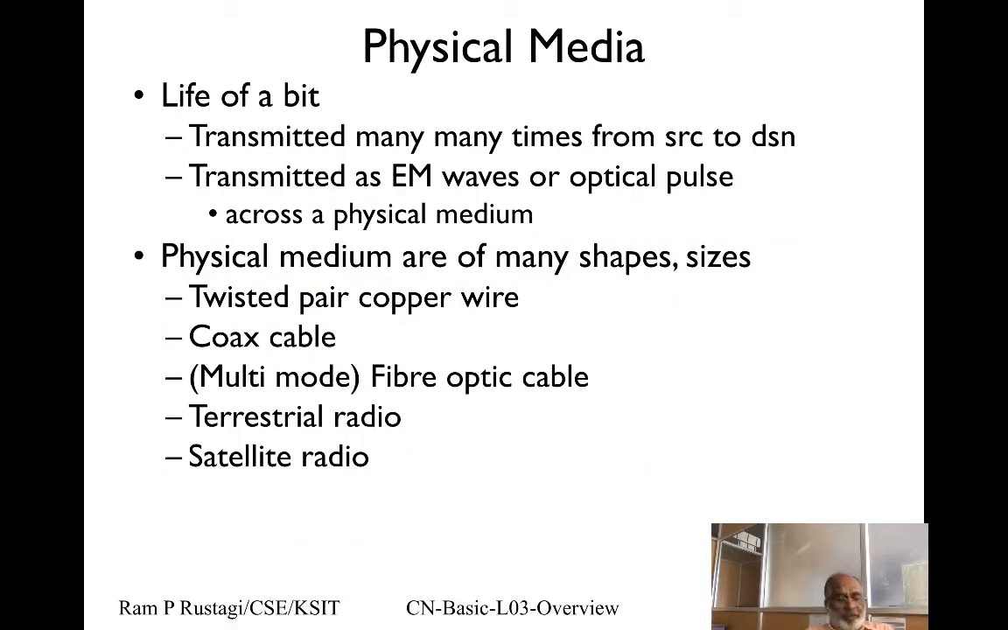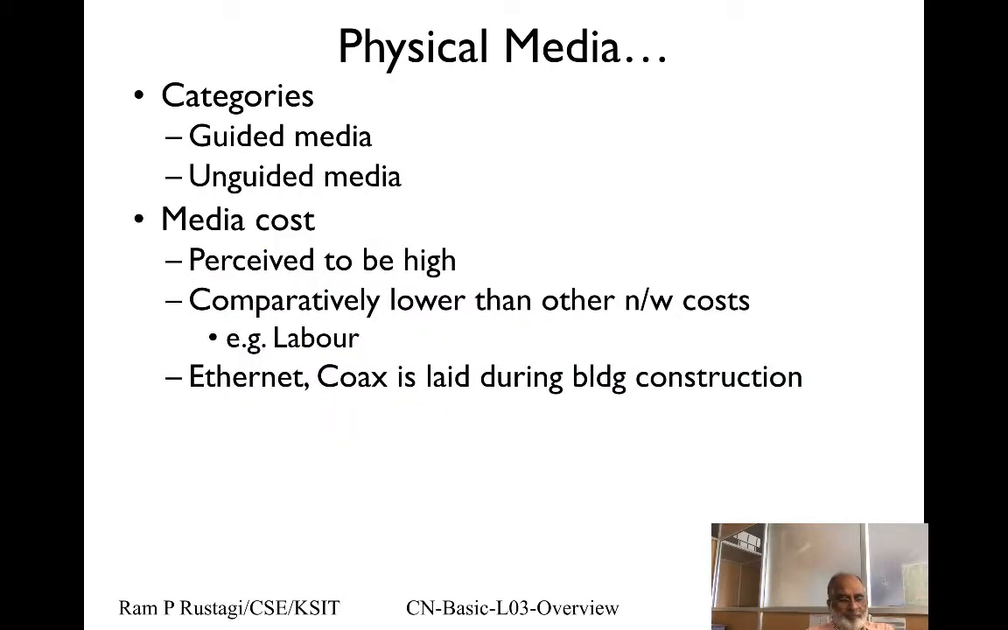How are these connected? If it's wireless, we typically have a microwave, but for a wired link on Ethernet, typically what is called twisted pair copper wire. That means two copper wires connected in a twisted way to reduce interference. Then you have coaxial cable for the cable network, and fiber optic, where again we have single mode fiber or multi mode fiber. We have satellite links, and terrestrial radio, those kinds of connectivity.